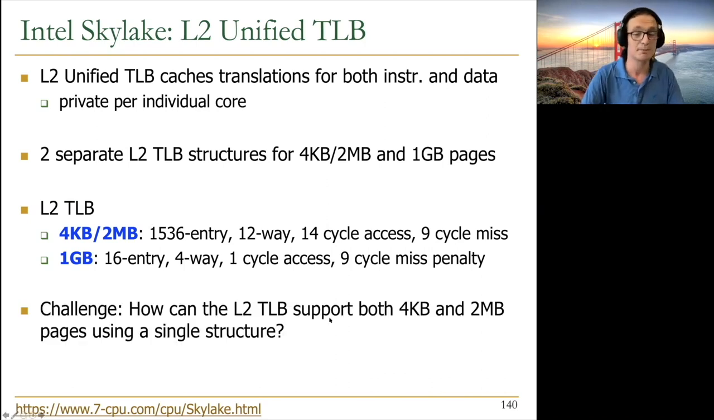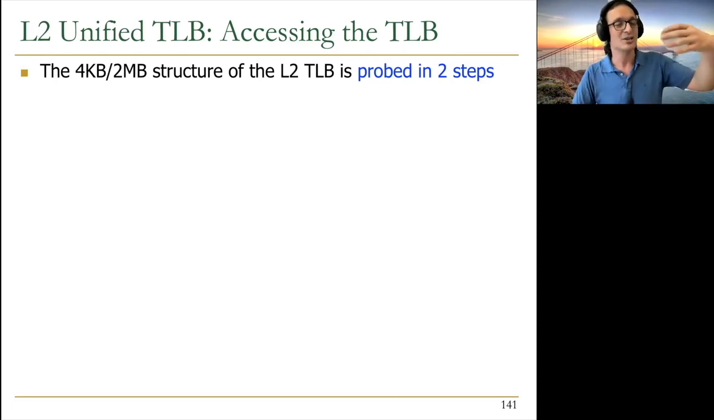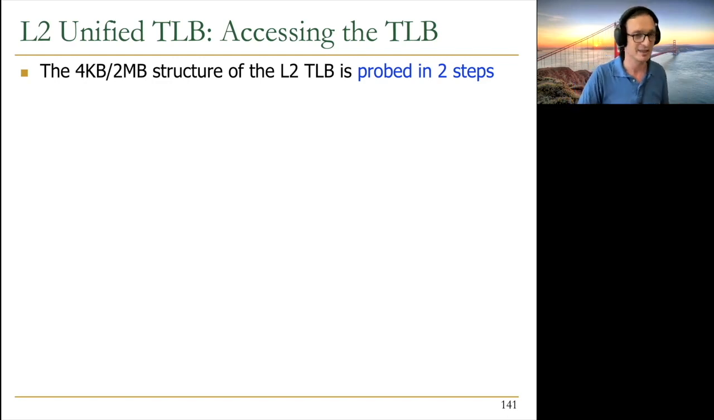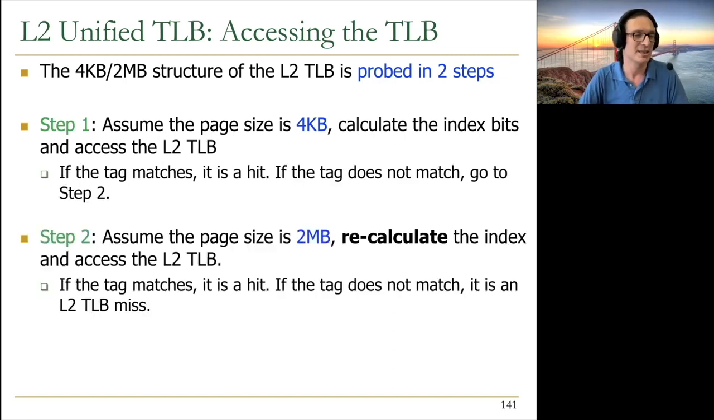Of course, the question is, how can you support both 4 kilobyte and 2 megabyte pages using a single structure? There's not enough detail on this, but you can imagine, we discussed this when we talked about associativity in time. You basically index the TLB once using a 4 kilobyte index. And then if you miss, you index the TLB again. Okay, that's the idea basically. There are 2 steps. In time, you index the TLB assuming different page sizes. If you hit in the first step, that's good, then it's a 4 kilobyte page. If you miss in the first step and hit in the second step, then it's a 2 megabyte page. If you miss in both, then you need to do the page table walk.